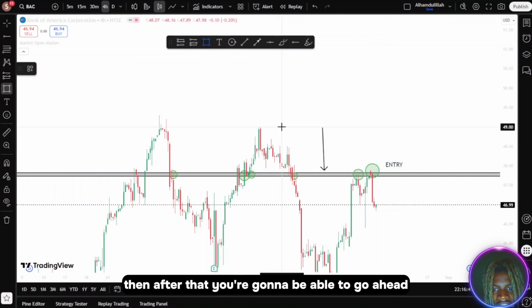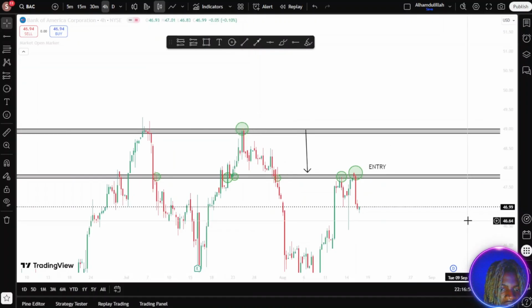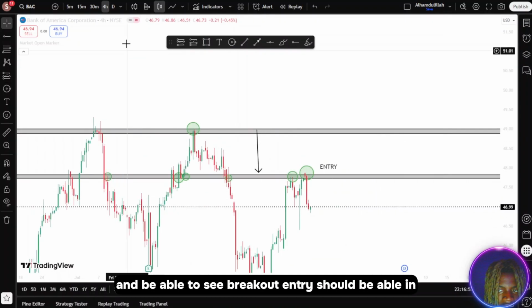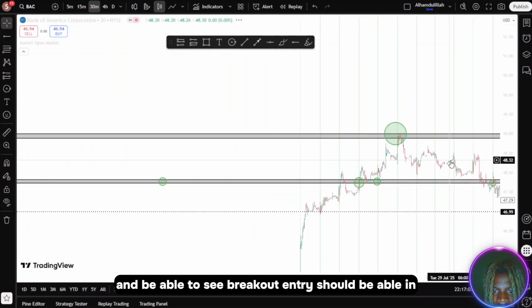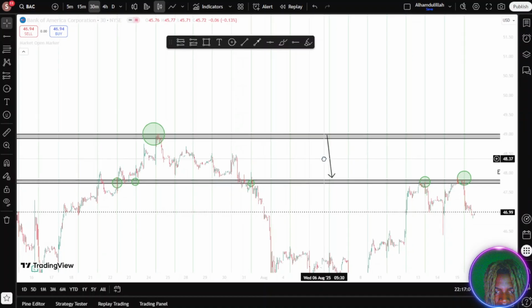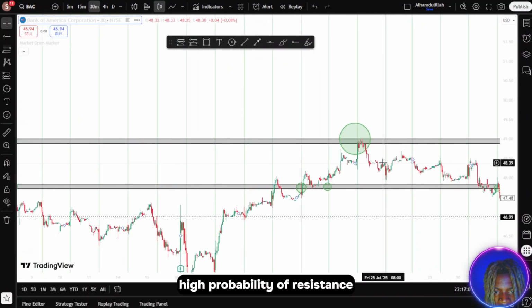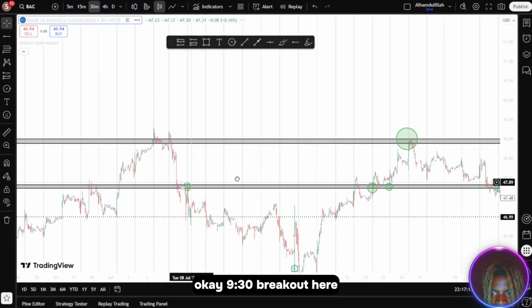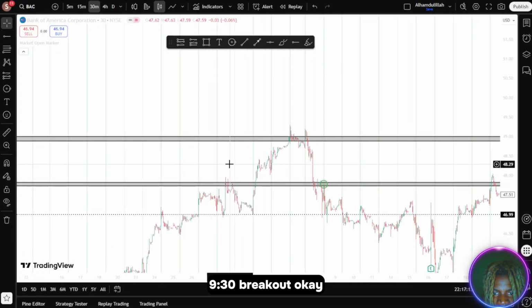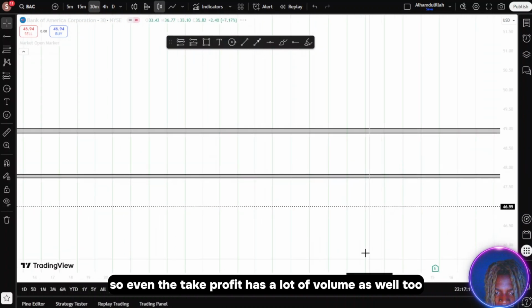Then after that, you're going to be able to mark out the next area of resistance above that. Okay, and you'll be able to see the breakout entry. It should break past it, and then it should head over to the next high probability area of resistance. So we have 9:30 resistance on the 4-hour. Okay, and a 9:30 breakout here, 9:30 breakout. So even the take profit has a lot of volume as well.